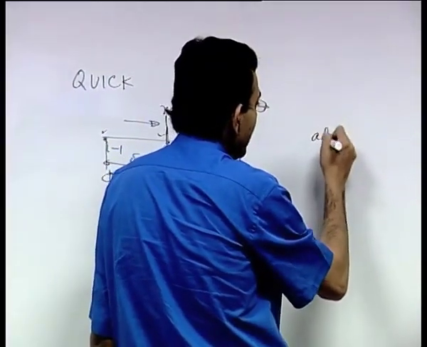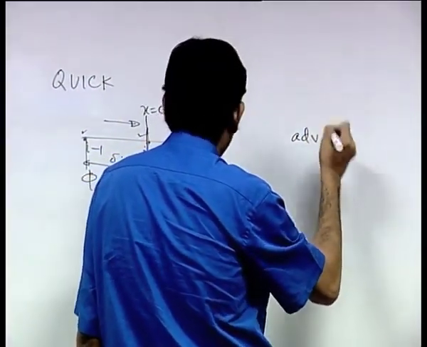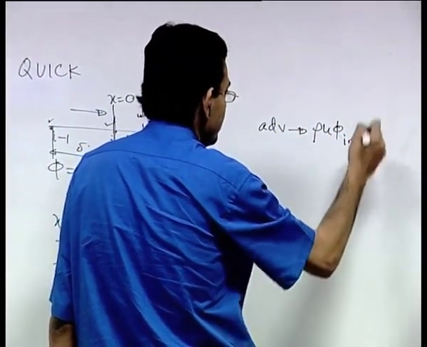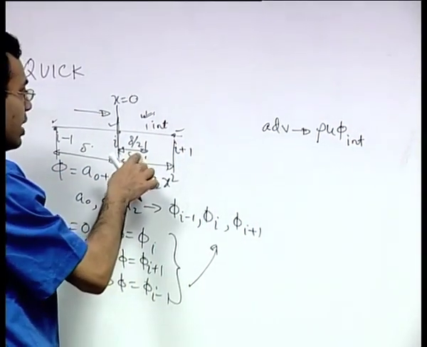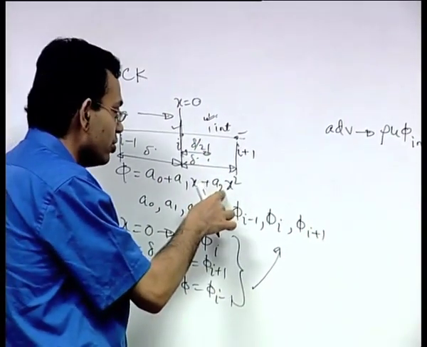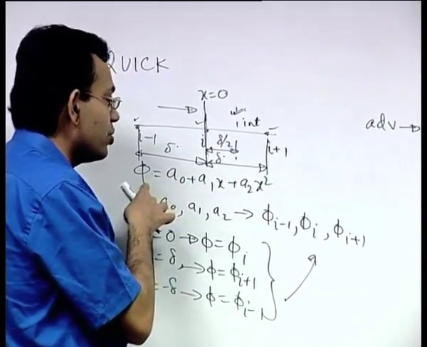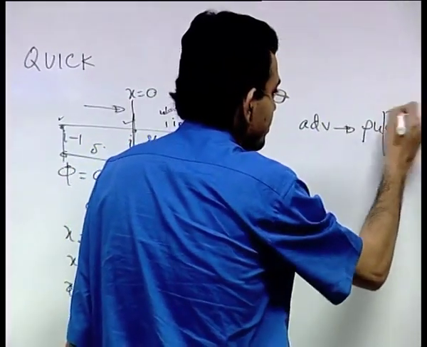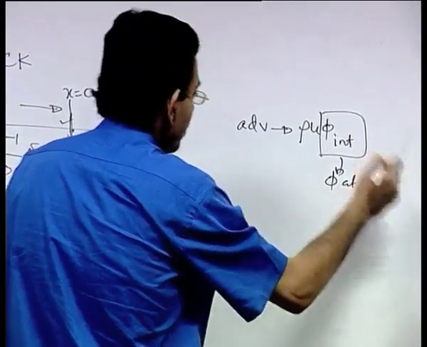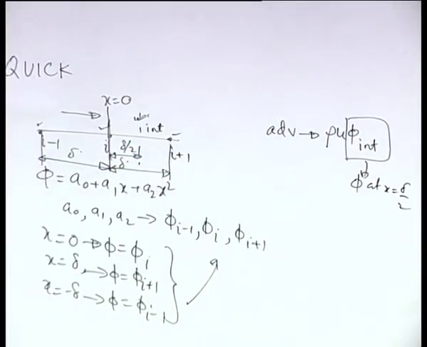And then for the advection term, what is the difference between the advection and the diffusion term? For the advection term you require rho u phi at the interface. So the interface is located at x equal to delta by 2. So once you know a0, a1, a2, then you substitute x equal to delta by 2 to get phi at the interface. This is a generic way of finding phi at the interface.